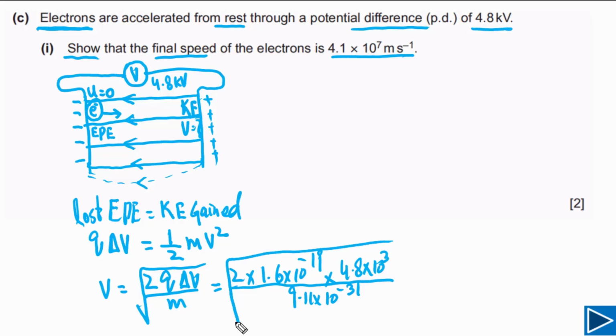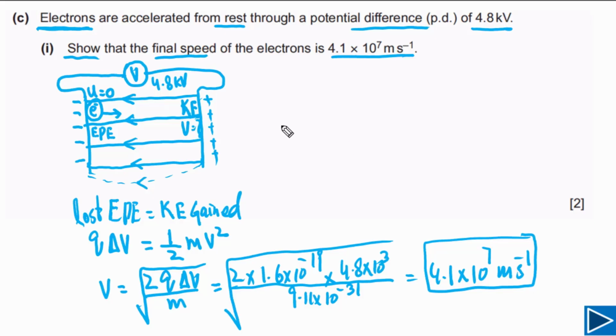So if we solve this one, our final answer will be 4.1 up to 2SF times 10 to 7 meters per second. This is what we have to show. So this is our final answer. This question has 2 marks. The first mark you will get if you have written this formula, that is the C1 mark. And the final mark is the answer mark. If you have got the right answer, you will get the second mark.